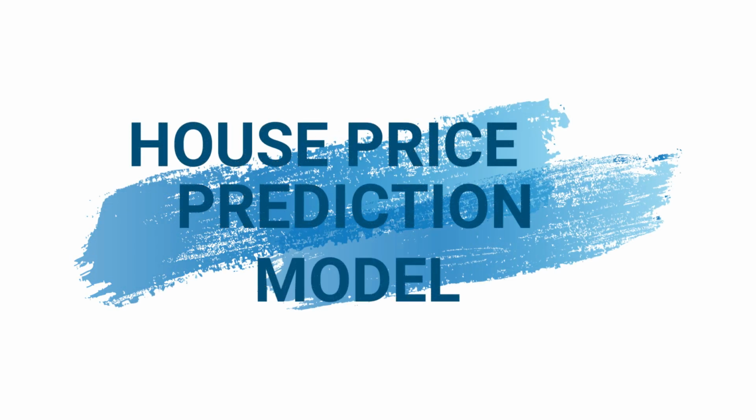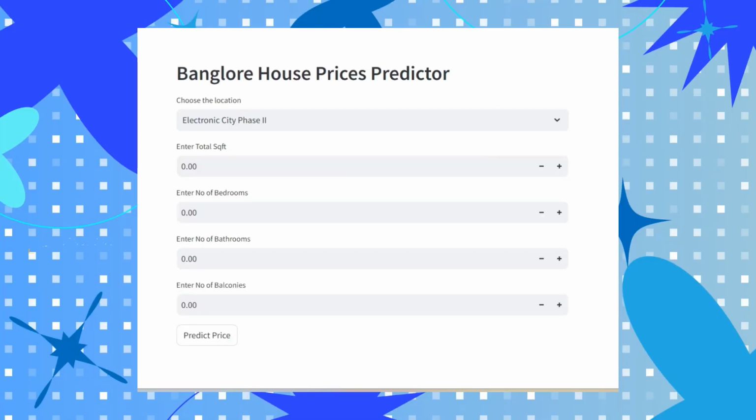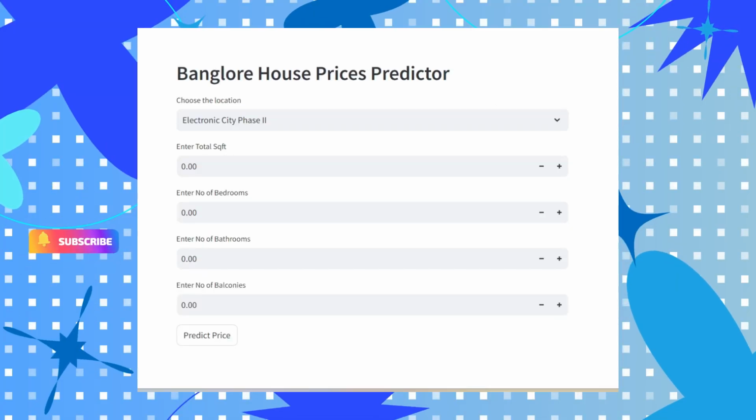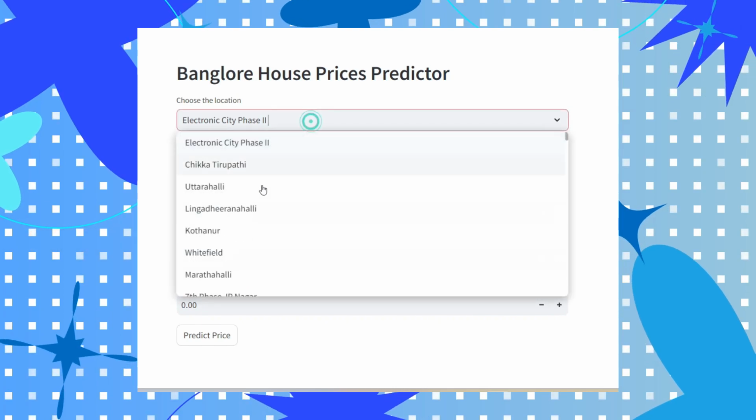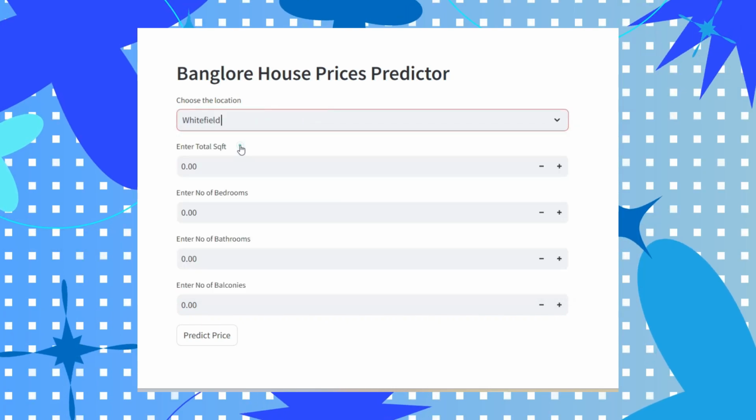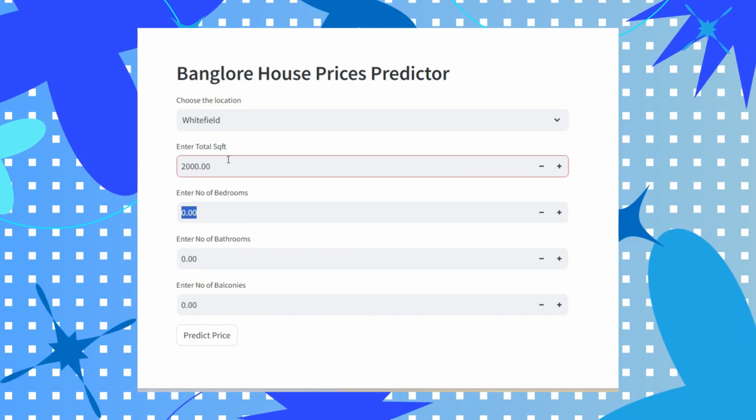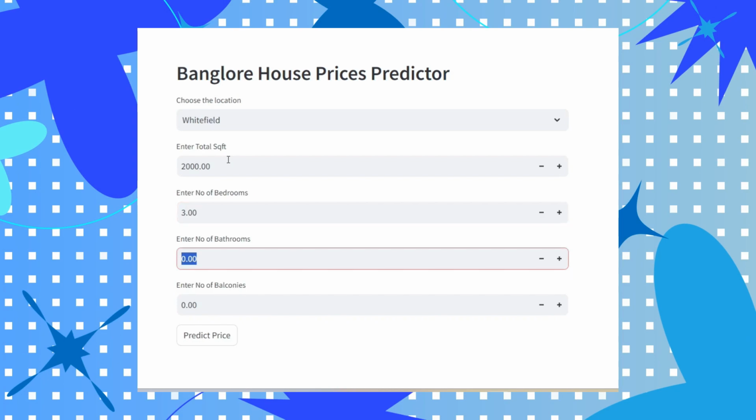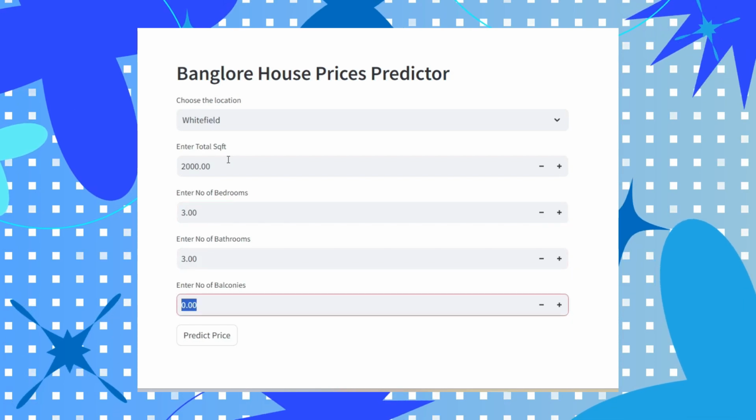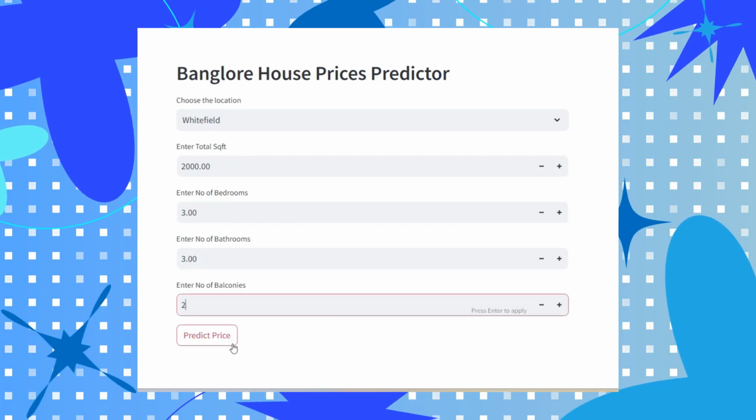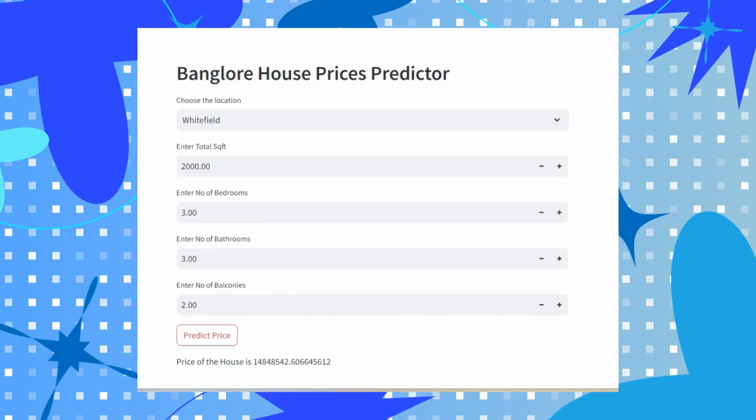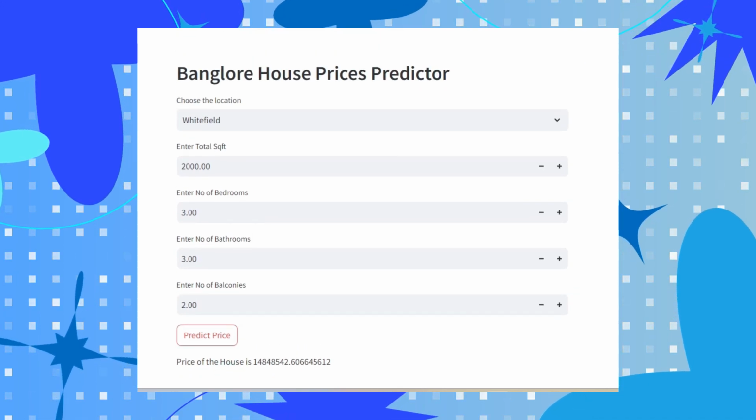Let's take a look at the house price prediction machine learning model which we are going to build from scratch in this video. So here is how the final project looks: Bangalore house prices predictor, and here we have a list of the locations. Let's choose Whitefield, total square feet 2000, number of bedrooms 3, number of bathrooms 3, and number of balconies 2. Let's predict the price. So the price of the house is 148 lakhs.